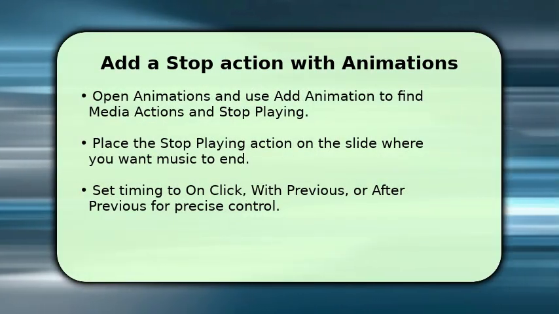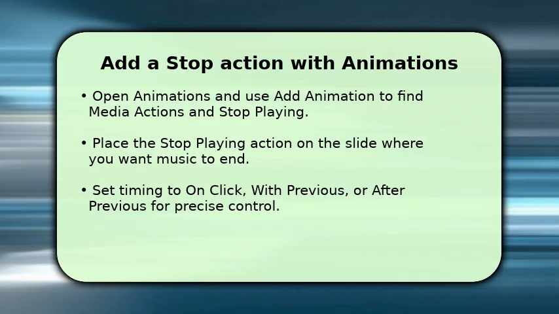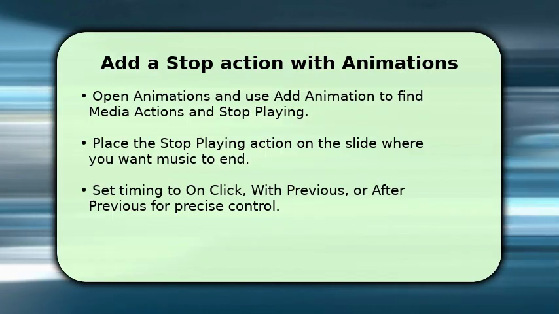Select the audio icon and open the Animations tab to add an animation. Choose Add Animation, scroll to Media Actions, and select Stop Playing to end audio. Place that Stop Playing animation on the slide where sound must end.